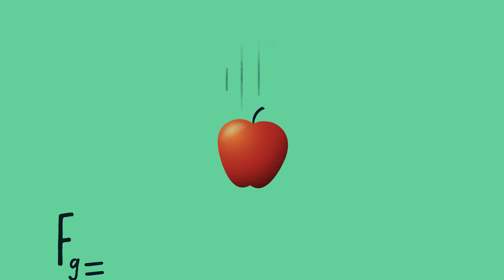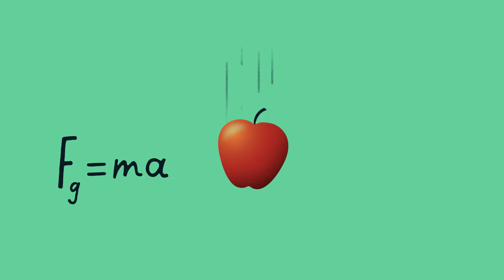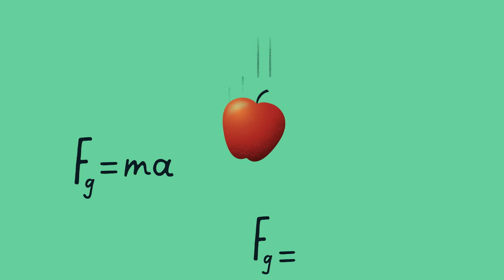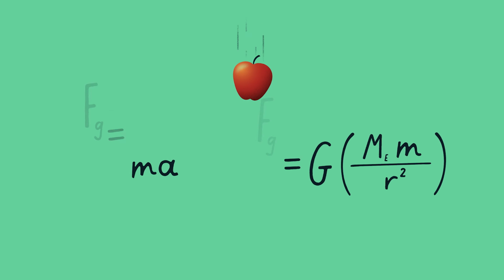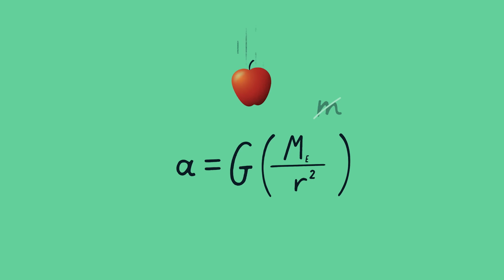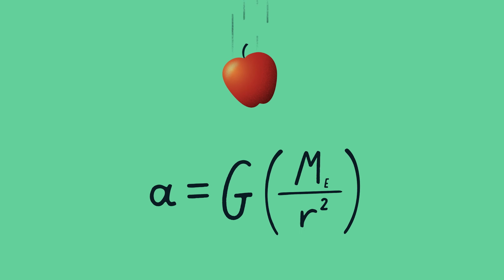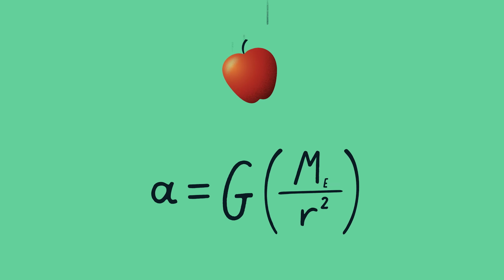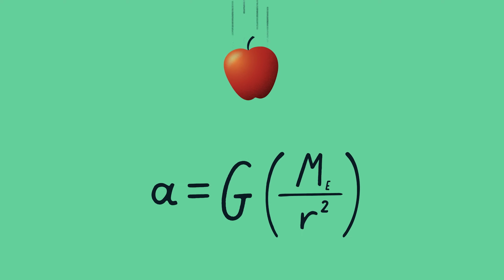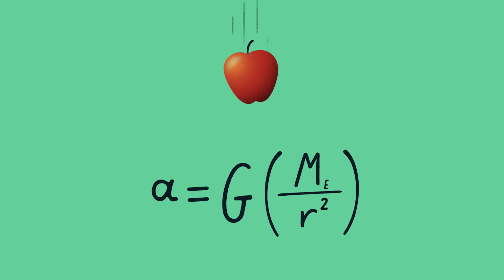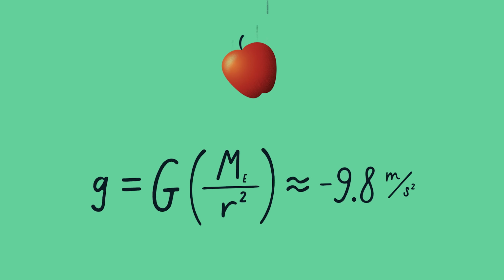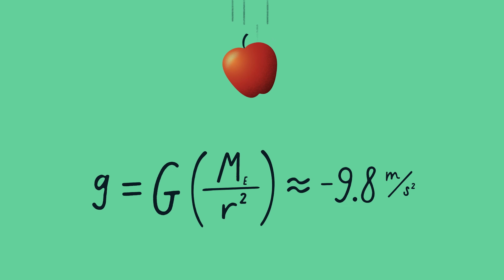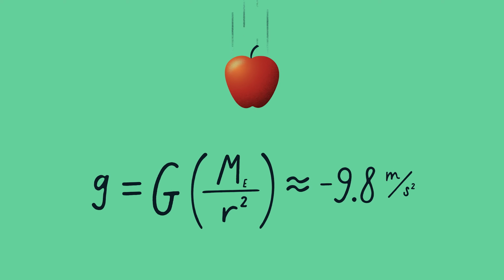As before, we know that the gravitational force of the Earth on the apple causes an acceleration. We also now know the formula for the force of gravity between the objects. Using algebra, we see that the mass of the apple doesn't matter. This is why Galileo observed that the acceleration due to gravity is the same for all objects near Earth's surface, depending only on the mass of the Earth and its radius. We label this acceleration as lowercase g, and it has an average value of negative 9.8 meters per second squared. The negative just means towards the Earth's center.